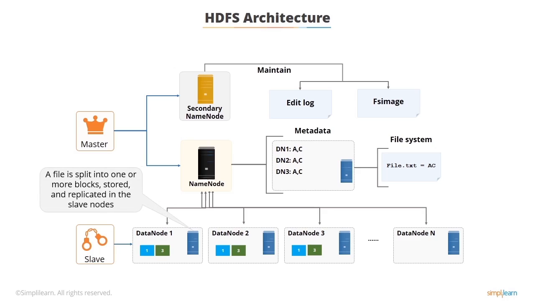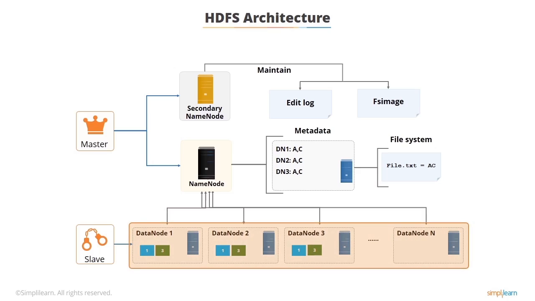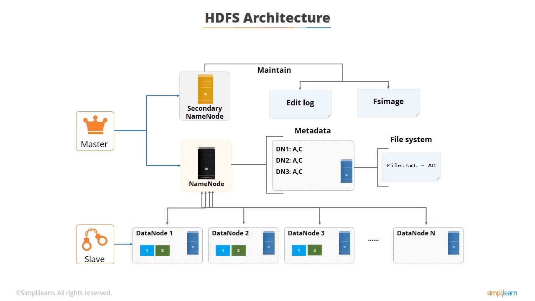A file is split into one or more blocks, stored and replicated in the slave nodes, known as the data nodes. The data blocks are then distributed to the data node systems within the cluster. This ensures that replicas of the data are maintained. Data node serves read or write requests. It also creates, deletes, and replicates blocks on the instructions from the name node.